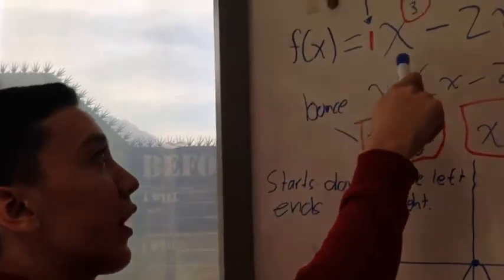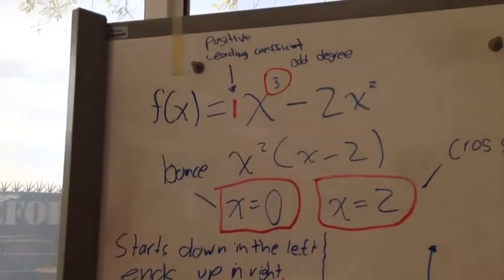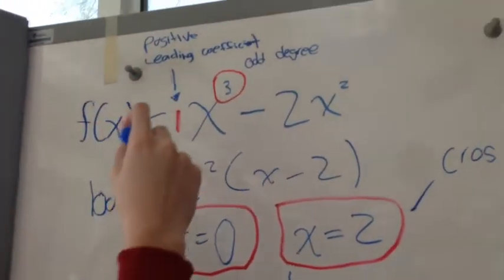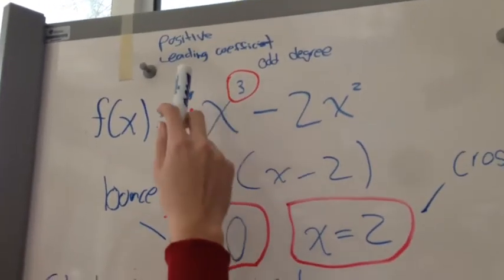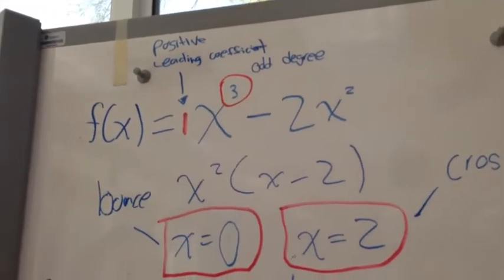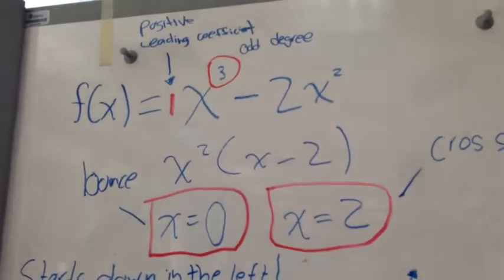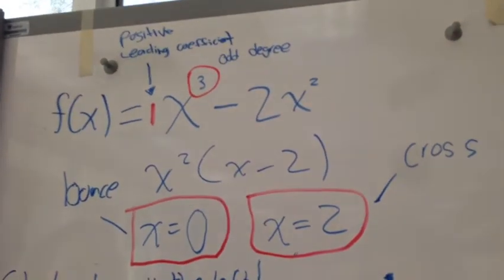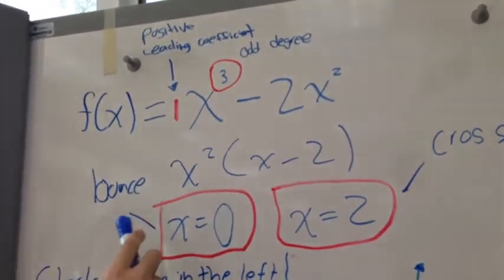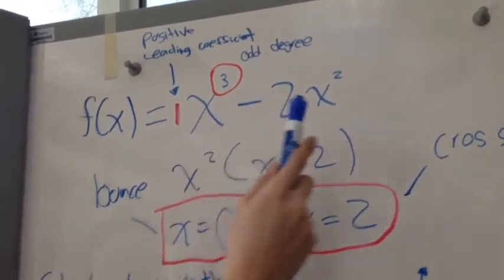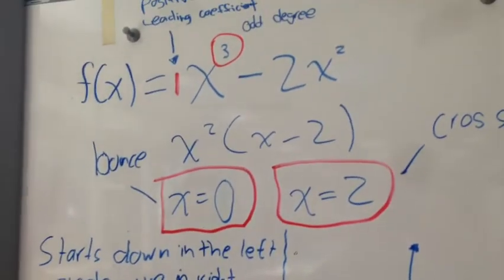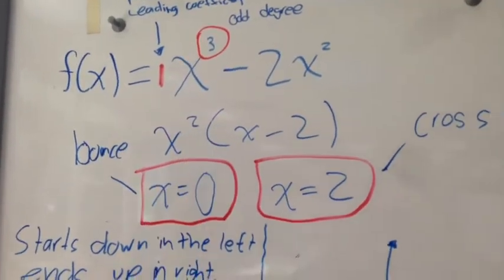f(x) equals x cubed minus 2x squared. First of all, we can see it has a positive leading coefficient, that is a 1, and an odd degree, that is 3. Then we have to factorize. We have in common an x squared, so we put it here.